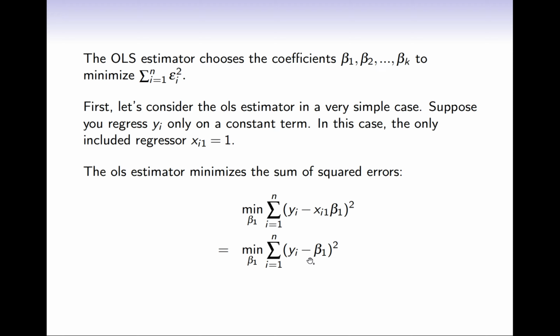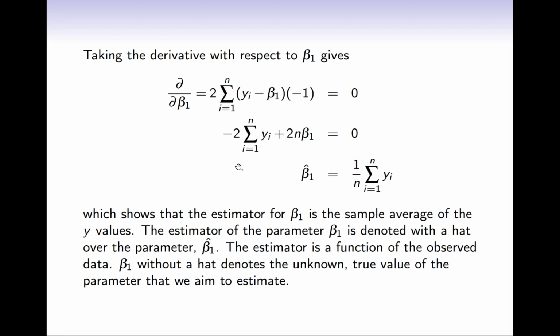To solve for the beta, you would take the derivative with respect to beta, and set that equal to 0. And you see that beta hat, the OLS estimator, is the mean of the y's. So beta 1 hat is the sample average of the y values.